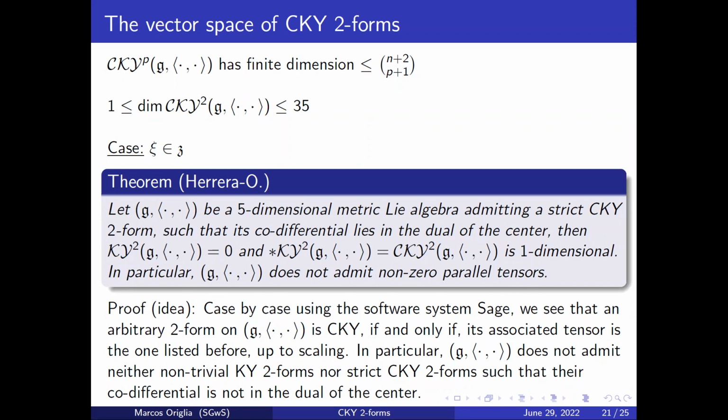The idea of the proof was just case by case. So we took, remember, sorry, this is the, yeah. You mean star-Killing 3-forms, or?